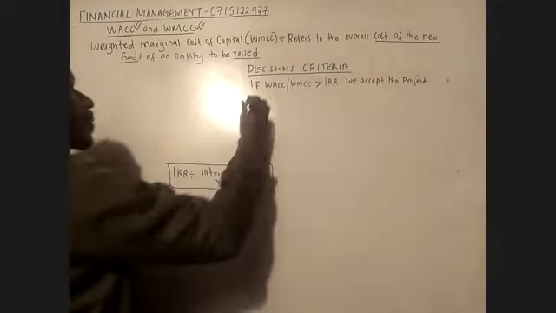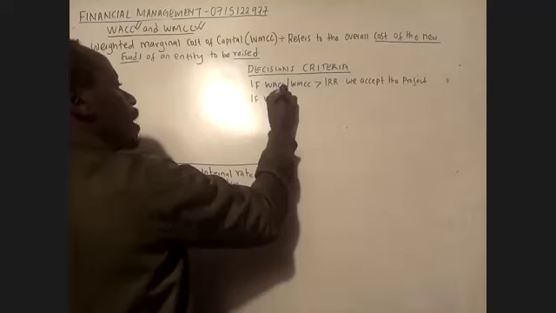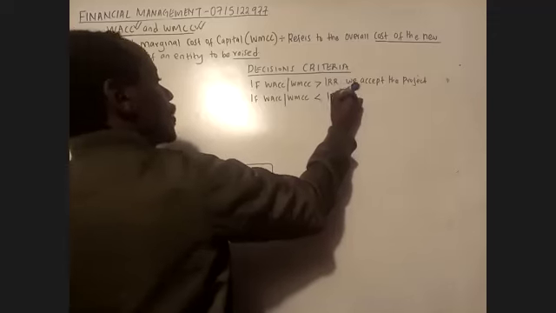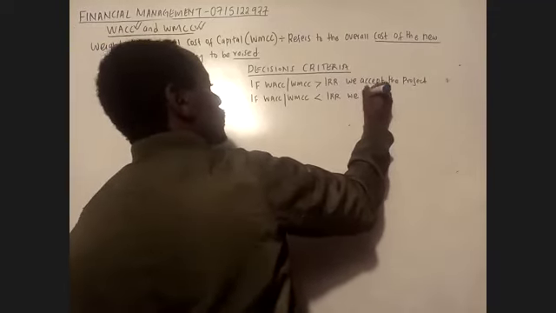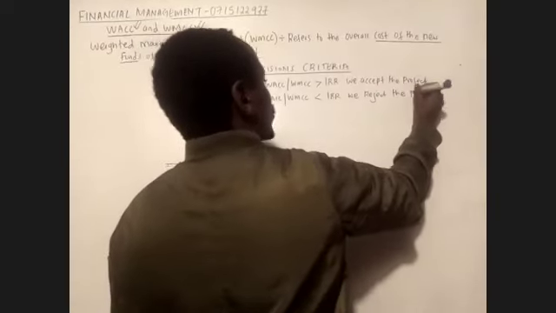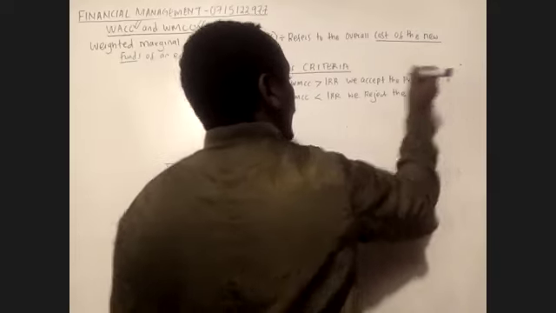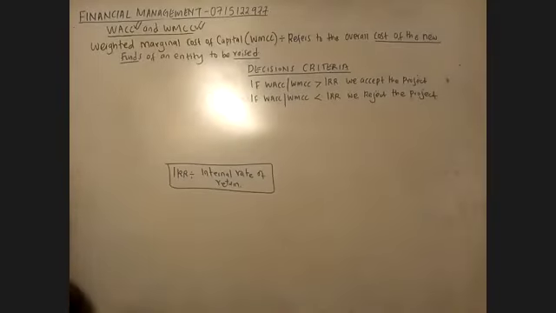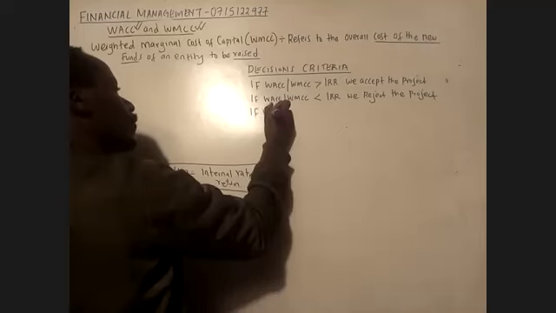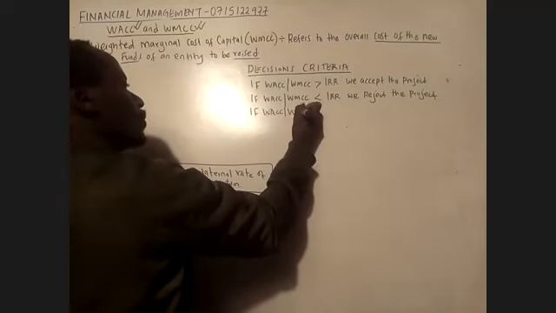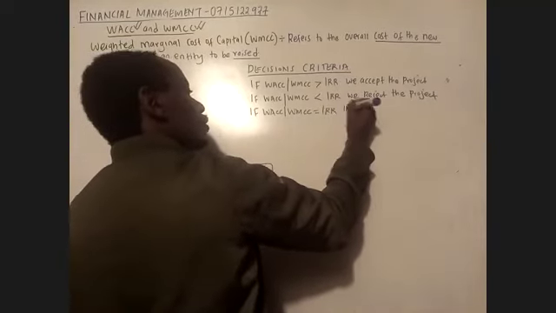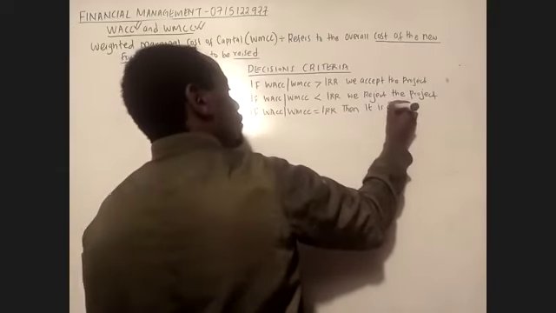Now, if WMCC is less than IRR, we reject the project. We reject the project. And then ya mwisho, if WMCC is equal to IRR, then it is a point of indifference.